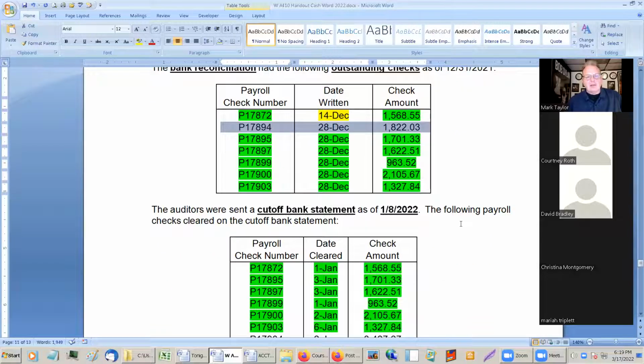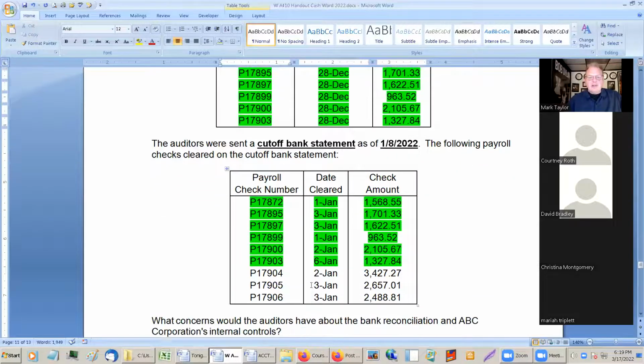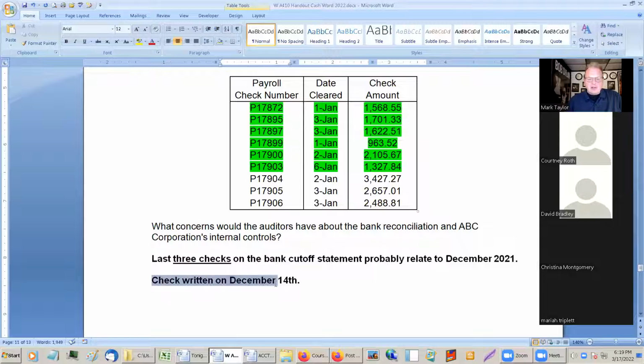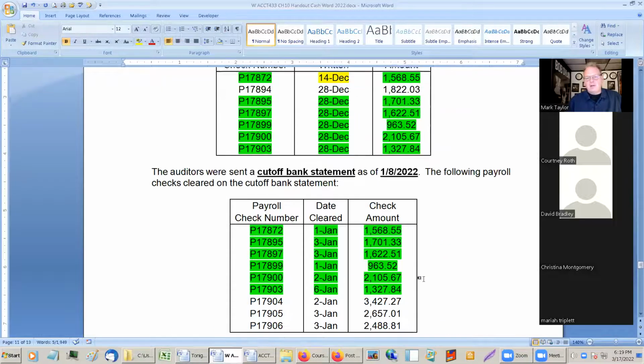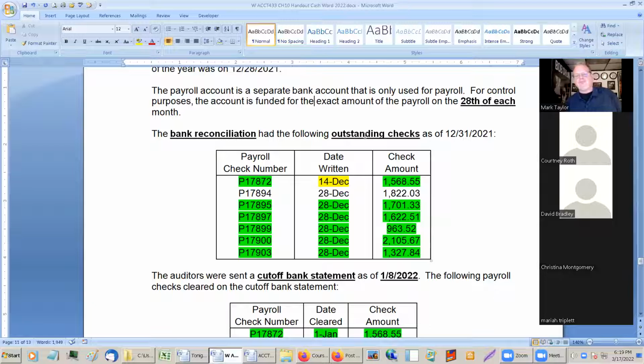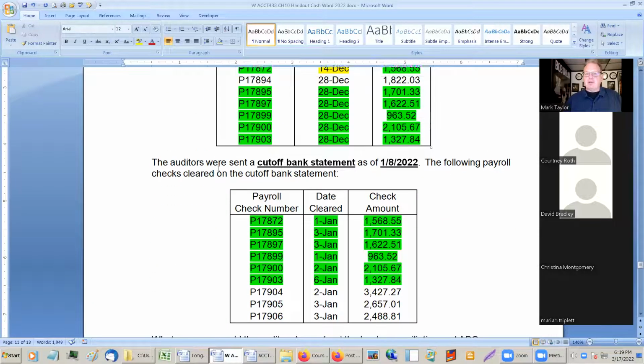But they won't all be nice and neat. But anyway, certainly those last three checks and the check written on the 14th, when they do payroll on the 28th, is certainly something you want to look into. Any question on that? So this is what we do. This is why we get the cutoff bank statement.